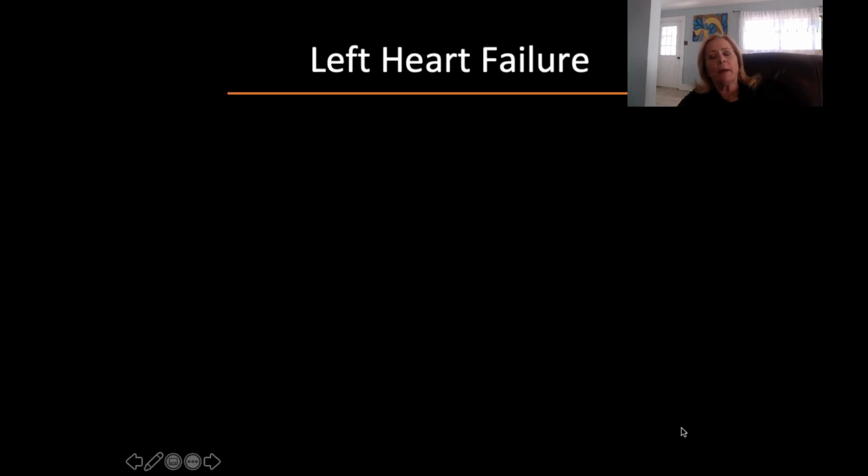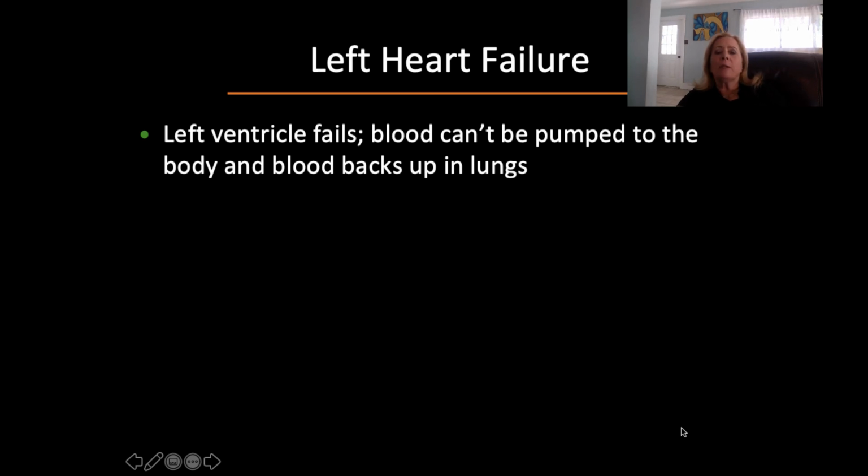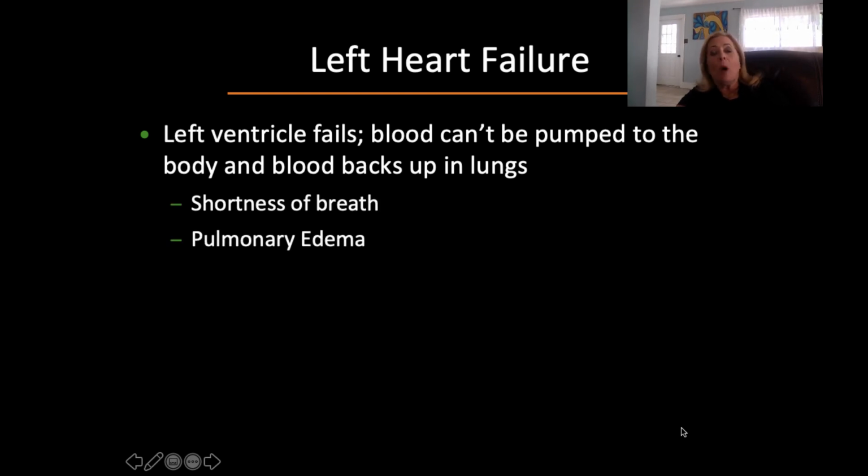All right, so let's talk about left side heart failure now. This is when the left ventricle fails. So blood can't be pumped to the body, and blood backs up into the lungs. And so again, the person has shortness of breath, pulmonary edema.